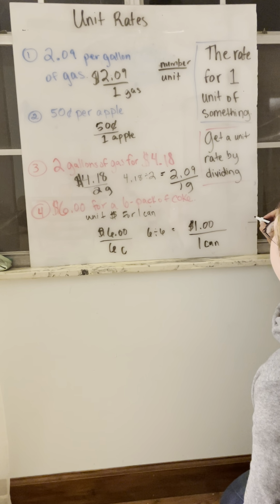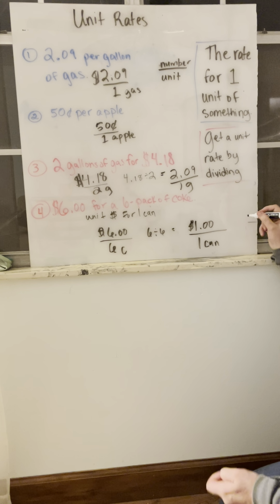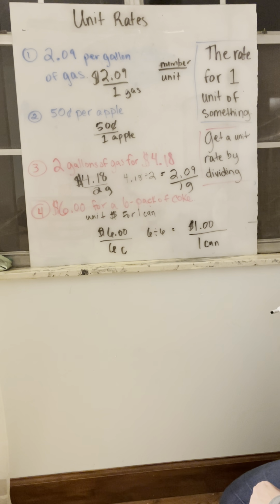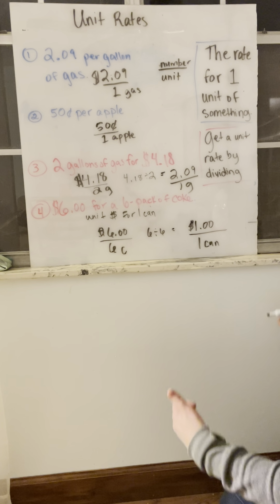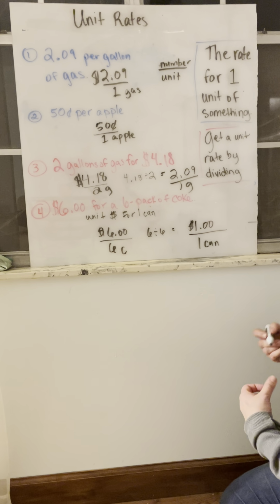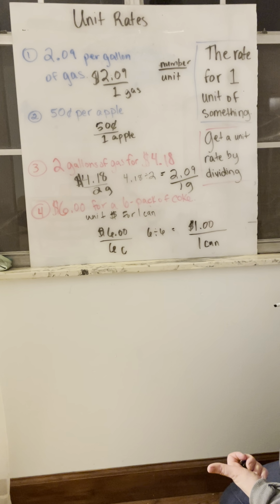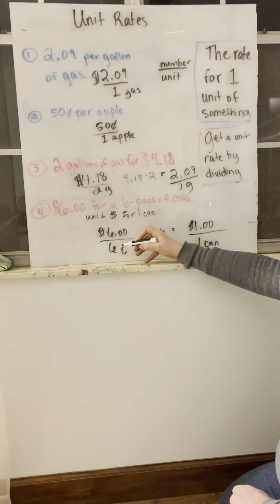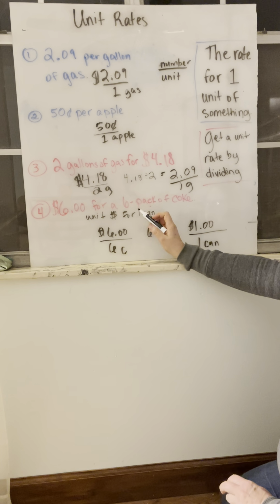Okay? So again, you're going to write your unit rate as a fraction. And again, a unit rate is 1 of something, right? 1 gallon of gas, 1 apple, 1 orange, 1 banana, 1 cat, $12 for 1 cat. That's a little silly, but anyway, this is how you figure it out. The unit you're looking for goes on the bottom, and usually the price goes on top, okay?